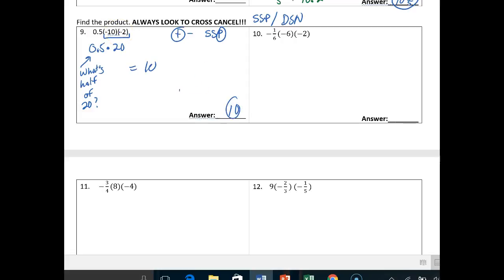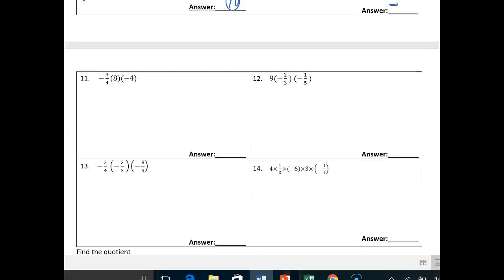Okay. Number 10, I'll help set up for you. It should be -1/6 times -6/1 times -2/1. What did I do? I just put these whole numbers over 1 so I could actually see, is there anything to cross cancel? With positive negatives here, I have 3 negatives, so my answer will be negative. So put a negative in your answer. I'll leave you to cross cancel and solve.